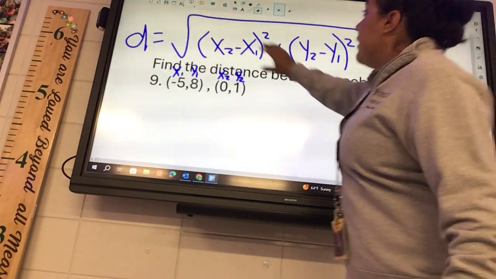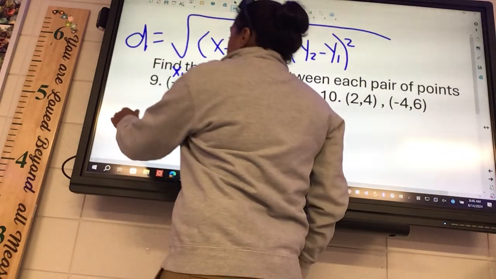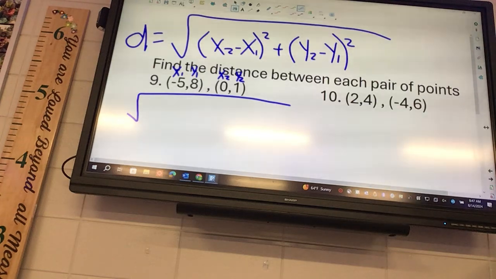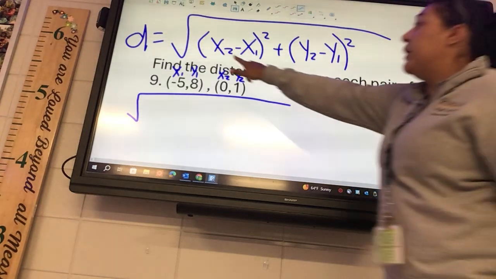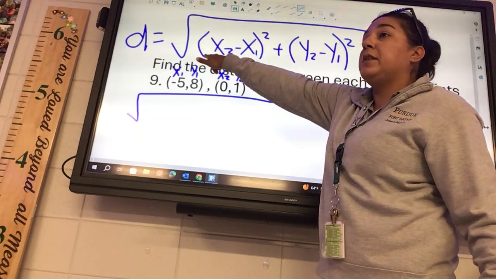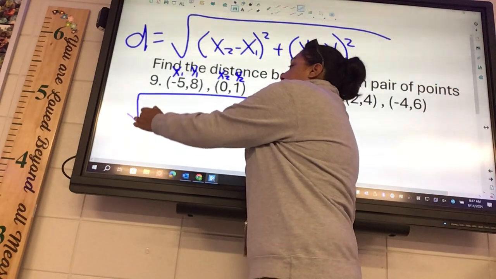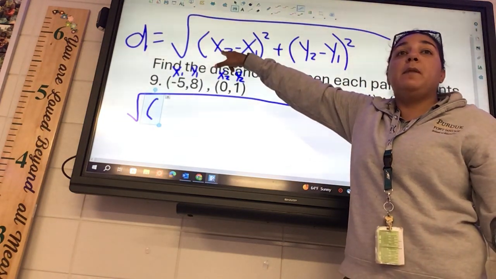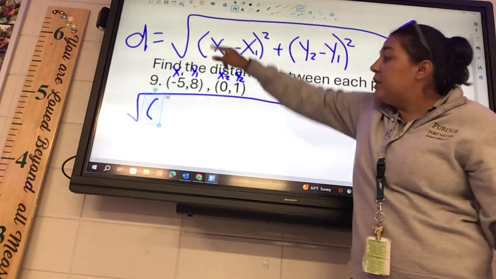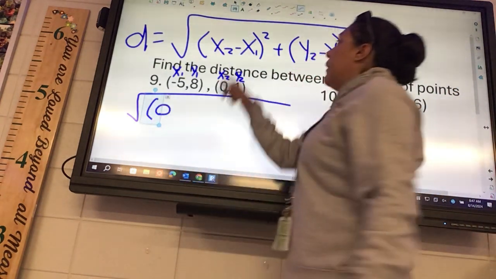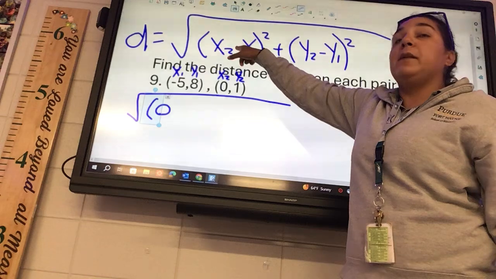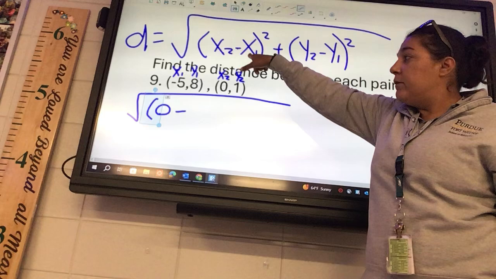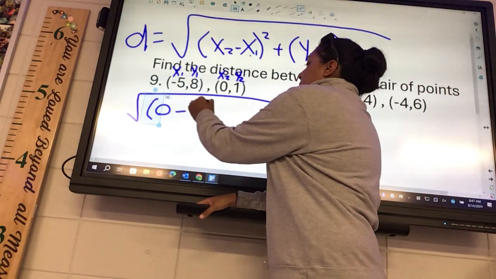So now we're gonna take our formula and draw a big square root down here, and we're gonna start plugging stuff in. My very first thing I need underneath is a parenthesis. The second thing I need is an x2. What number matches up with x2? 0. So we're gonna put a 0 there. The minus, no matter what, always has to be there. And then we have an x1. What is my x1? -5, so we're gonna say -5.